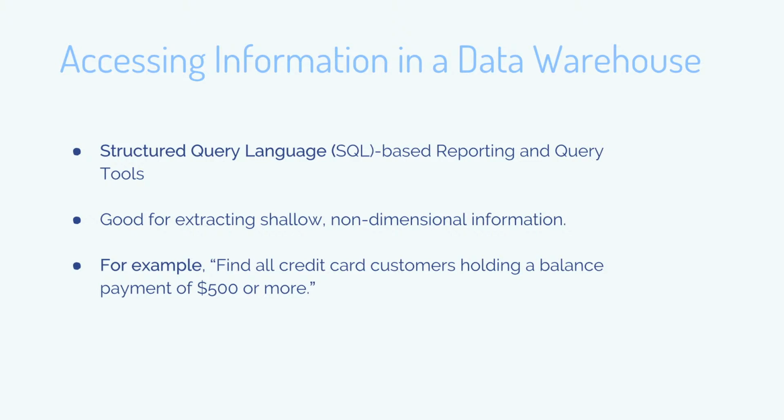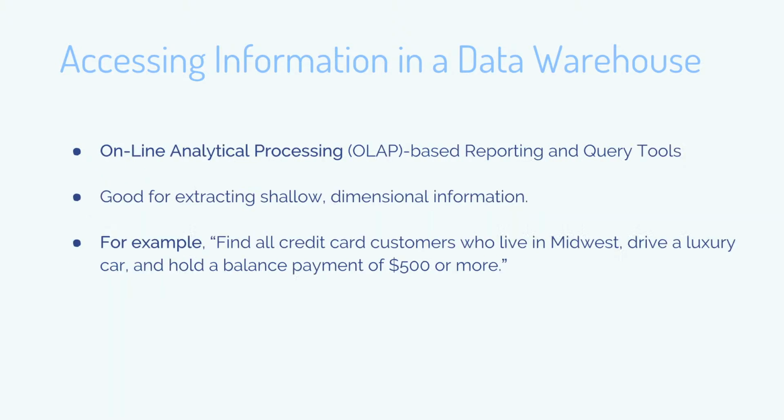But we have another way of accessing the information in a data warehouse, that is the OLAP method. This is also one of the processing methods, online analytical processing. It is based on reporting and query tools. Here, if you want to do some processing with your data, extracting is also easy, and it's dimensional information. Dimensional information means it will be in the form of a cube shape, like 2D, 3D, 4D.